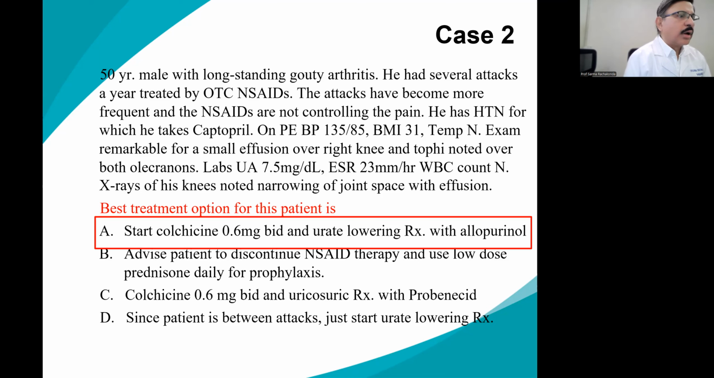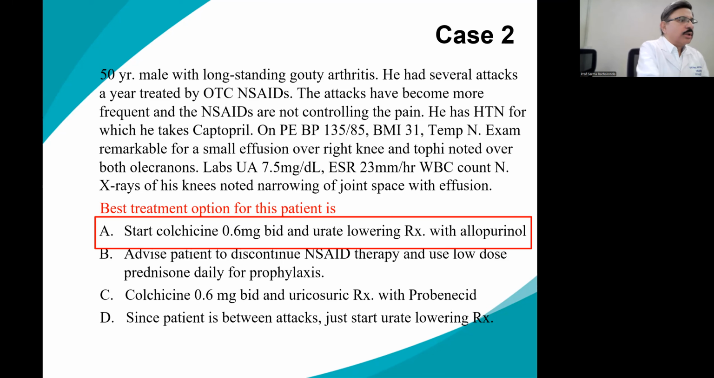Or the other option is you can use prednisolone for this one and also have allopurinol. Prednisolone alone is no use. That's why B is not an option. C is colchicine and uricosuric treatment with probenecid. There is no role for the uricosuric treatment here. Probenecid is a uricosuric drug. Either you give acute treatment and then the xanthine oxidase inhibitor, not a uricosuric drug. Sulfinpyrazone and probenecid are uricosuric drugs. Okay? So this is the second case.